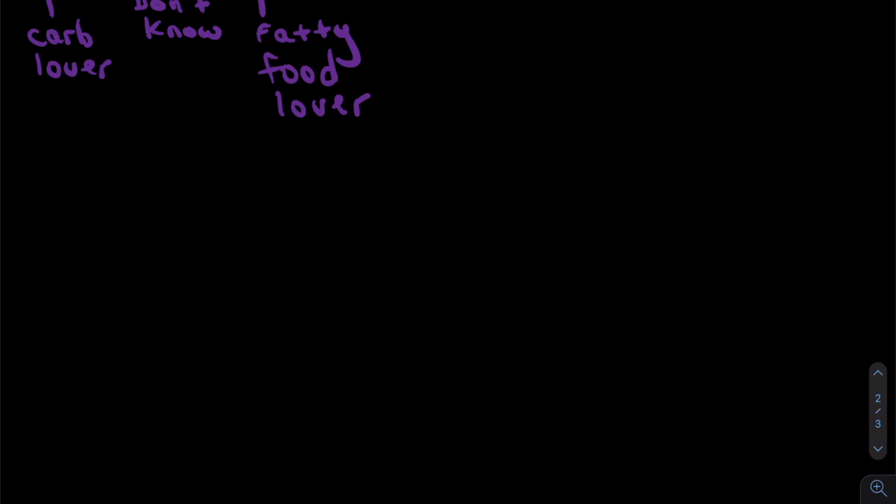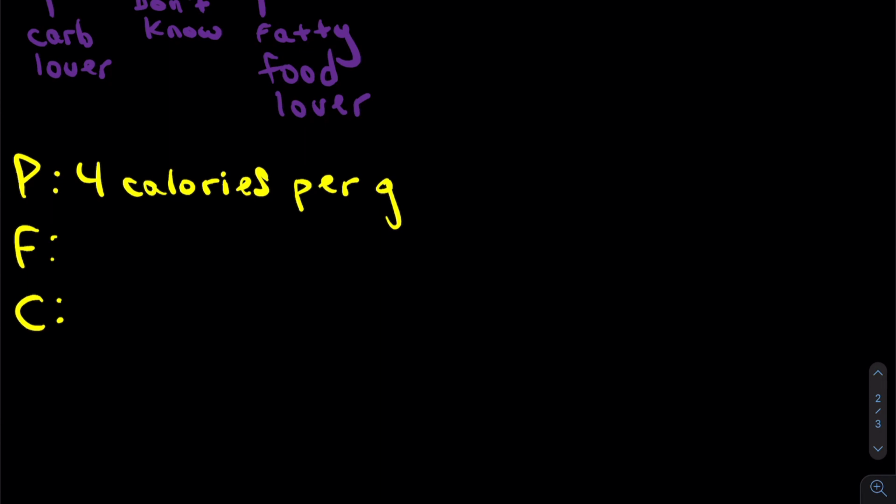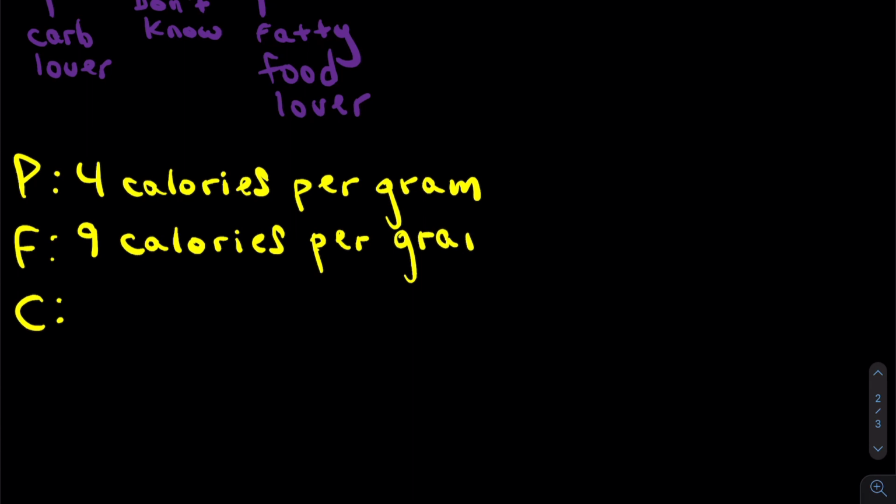Remember from the previous video that I made, remember this, what I'm about to write. So for protein, fat, and carbs. So for protein, there's 4 calories per gram. For fat, there's 9 calories per gram. And then for carbs, there's 4 calories per gram.